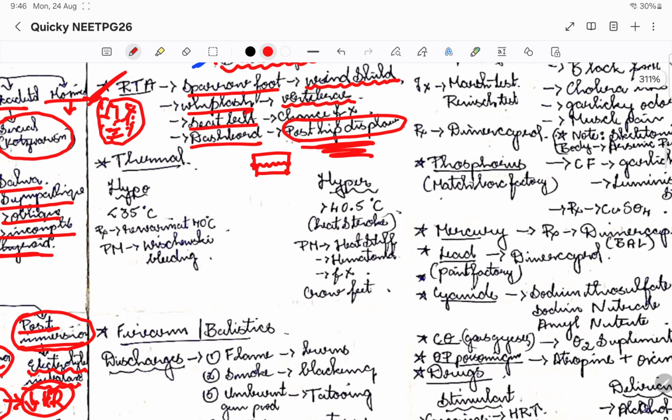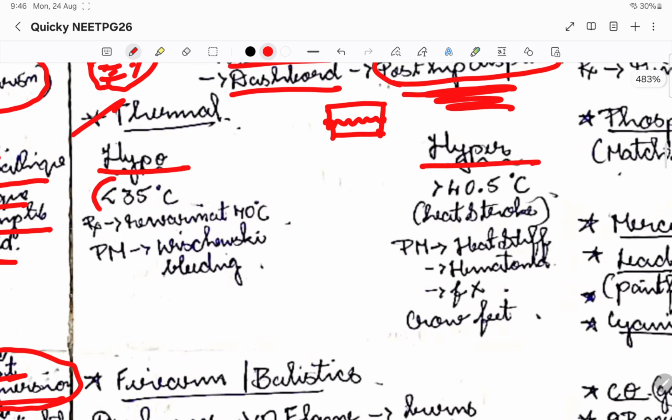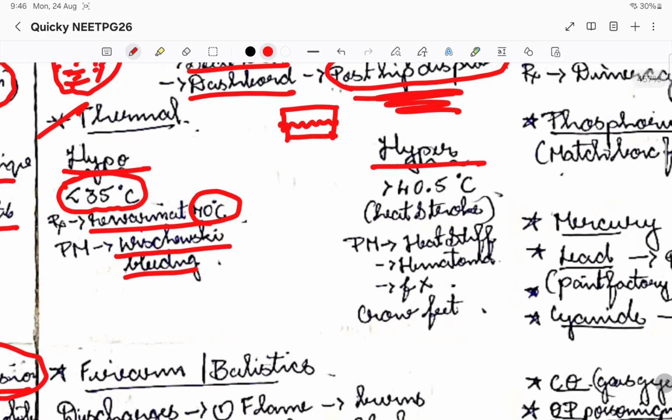Okay, so then coming to thermal injuries, we were discussing all the injuries, right? So now coming to thermal injuries, there are two things that I want you guys to remember, that is hypothermia and hyperthermia. Okay, hypothermia is when the temperature of the body is less than 35 degrees Celsius, where the management will be rewarming. It should be slow rewarming, with maintenance at 40 degrees Celsius. Okay, so postmortem, if it is a hypothermic body that we are seeing, there is something called Wischnewski bleeding. Okay, please remember that name.